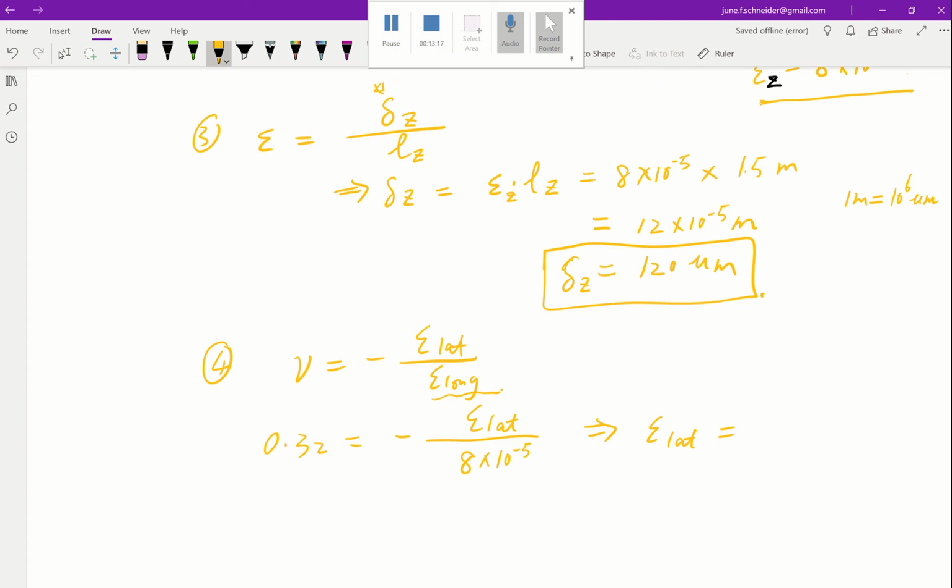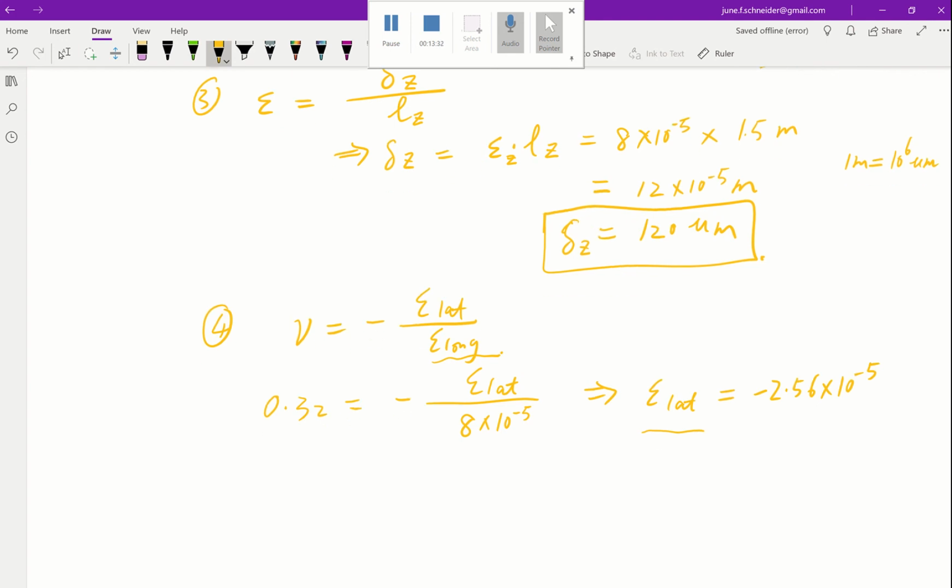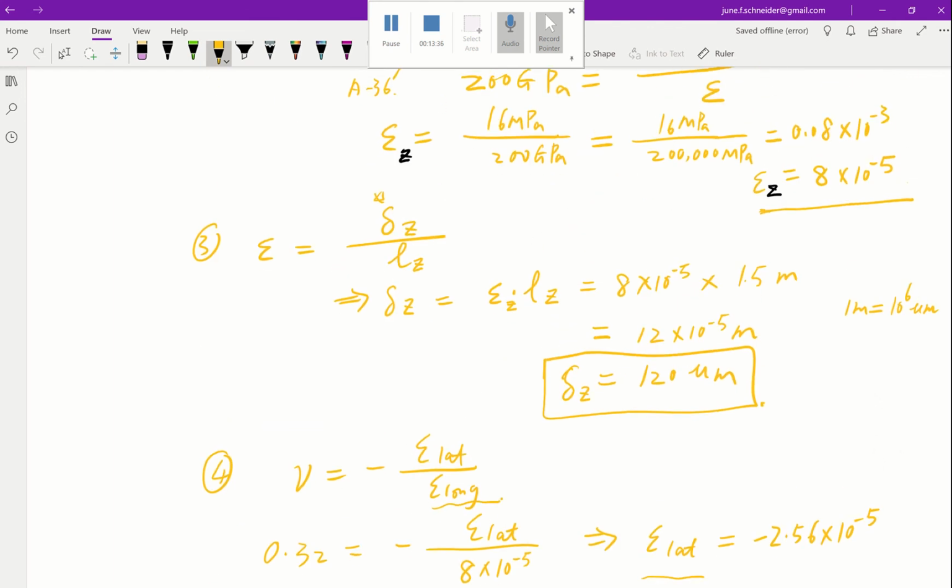I got negative 2.56 times 10 to negative 5. Okay, so there is no unit for this because it's a strain. And knowing that, we can go back using the same concept we used for step 3 here to figure out what is the actual change using the strain definition.